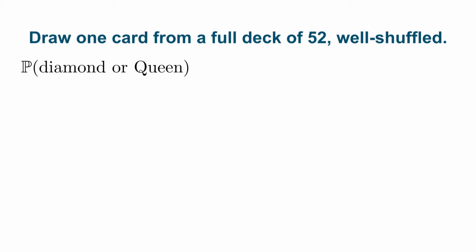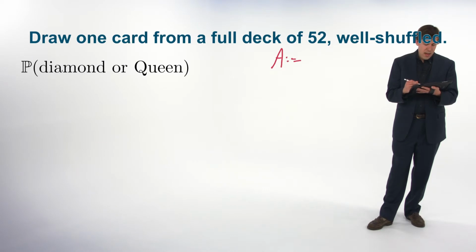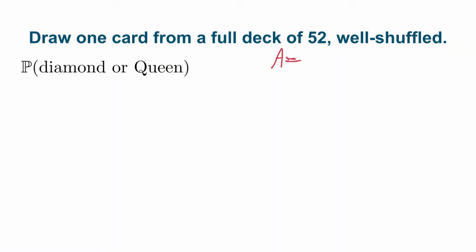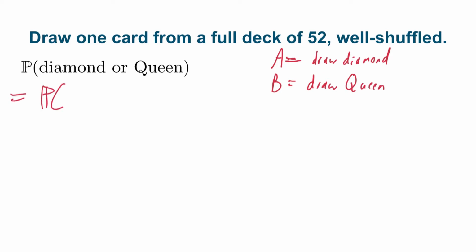So let's ask the question, what is the probability when I draw one card, I get a diamond or a queen? The first point we want to make is that this is a union question. To make that clear, we can say that A is equal to the event of draw diamond, and B is equal to the event draw a queen. Then the probability we are interested in is A or B.